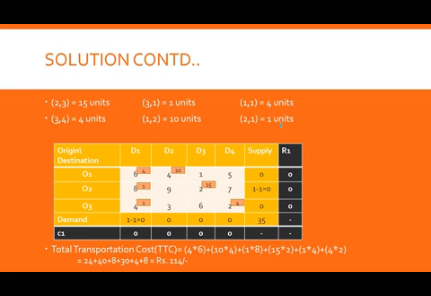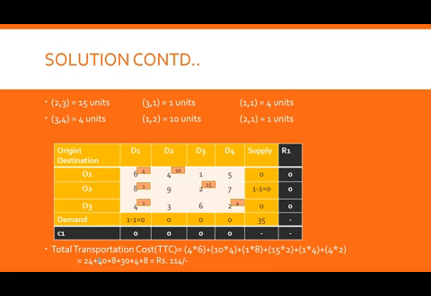What is the next task? Total transportation cost, TTC. So TTC will be 4 into 6 plus 10 into 4 plus 1 into 8 plus 15 into 2 plus 1 into 4 plus 4 into 2. So I'll get 4 6s are 24, 10 4s are 40, 1 8s are 8, 15 2s are 30, 1 4s are 4, 4 2s are 8.